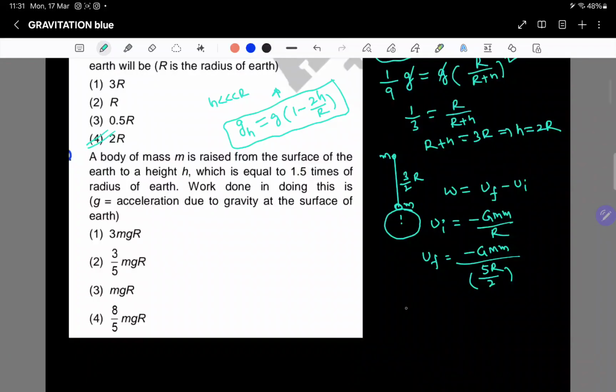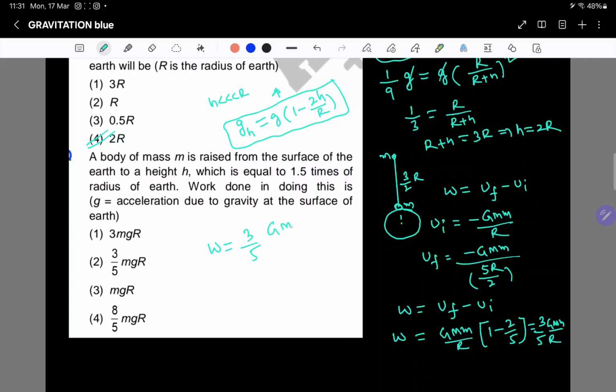So the work done W equals final energy minus initial energy. These two terms have GMm by r common. So from here we can easily calculate final energy minus initial energy, minus of minus is plus, students. So work done W equals GMm by r common. Here minus 2 by 5, here 1 only, minus into minus plus, 1 minus 2 by 5. 1 minus 2 by 5 is nothing but, you know, 3 by 5. 3 by 5 times G capital M small m by capital R.